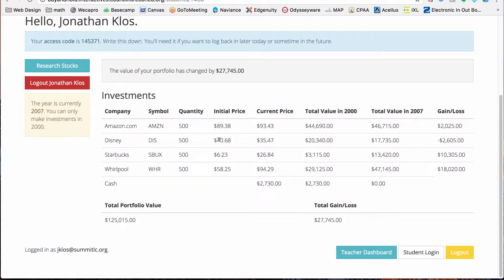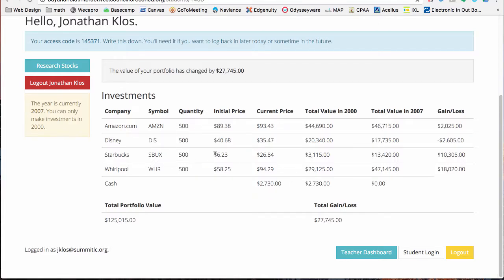What has Disney done? Well, it started at $40. It's now gone back up a little bit as well. It's $35.47. We've still, on the whole, lost a little bit from when we first invested, but not as much as if we had sold 5 years ago. So holding on to Disney still recovered some of our money as well.